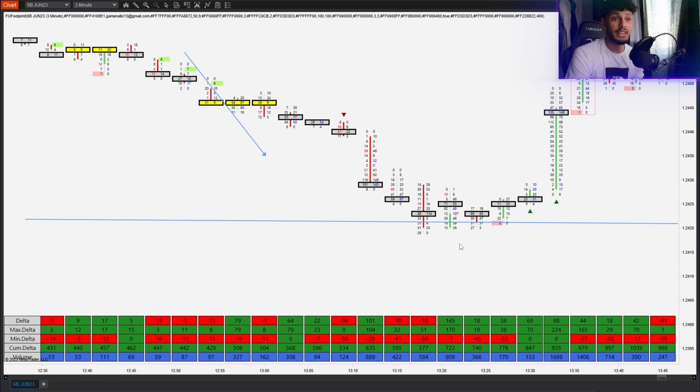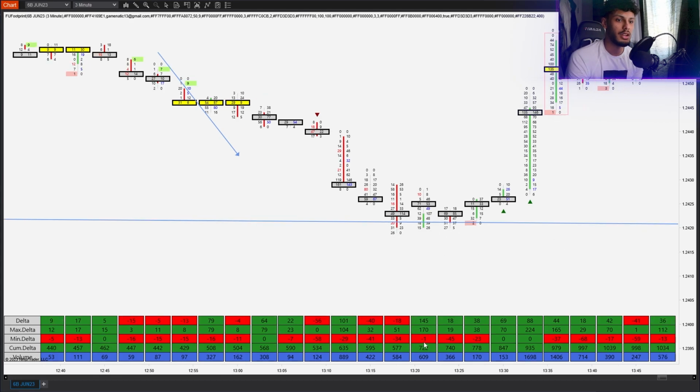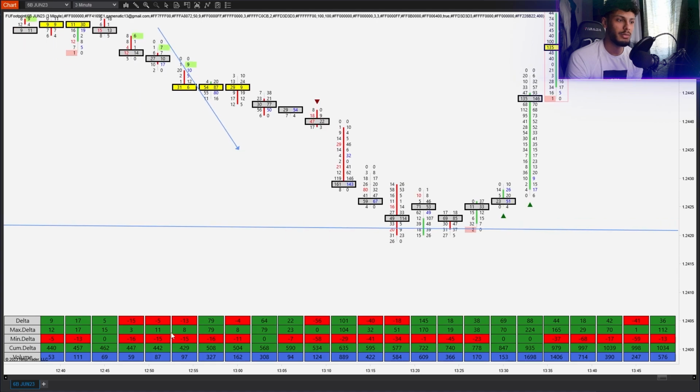And then my next confirmation was to see how we would react in the zone. So when we tapped into the 15-minute IC, and as we tapped in, look at the numbers. We went from -5, -13, 22, -56, to now we're going to 145, 170, 145, 38, 38, 70, 70, 224, 165.